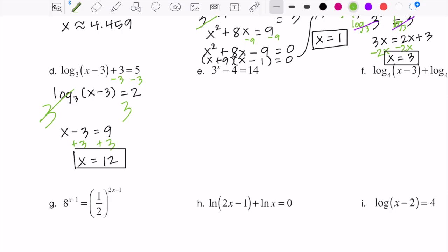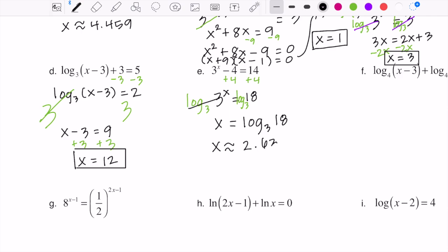Next one is an exponential, so isolate the base. So I get 3 to the x equals 18. 3 and 18 are related by multiplying, but this is an exponential. They're not related by exponents. So to undo the exponential with base 3, I take a logarithm with base 3, and I get x equals log base 3 of 18. And then I'm going to plug that into the calculator, and I get 2.631.